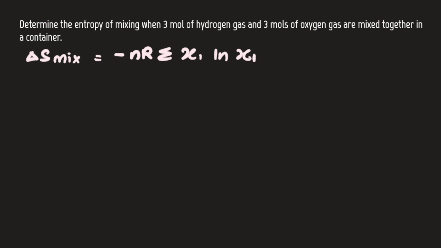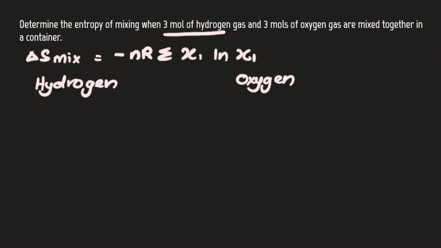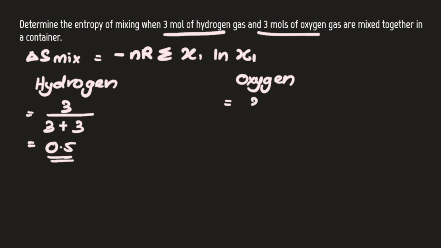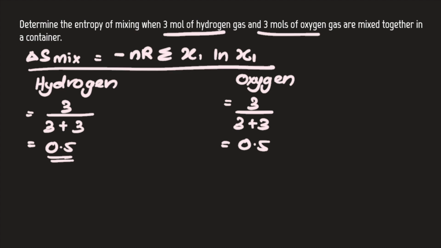So the first thing that you need to know is the mole fraction of hydrogen and also the mole fraction of oxygen. Right. So your hydrogen is 3 mole, so the number of mole divided by the total number of mole, so that means 0.5. Because these are the same, the number of mole of oxygen is 3, so 3 plus 3, so it's the same, 0.5. So we get the delta S mix by using this formula.